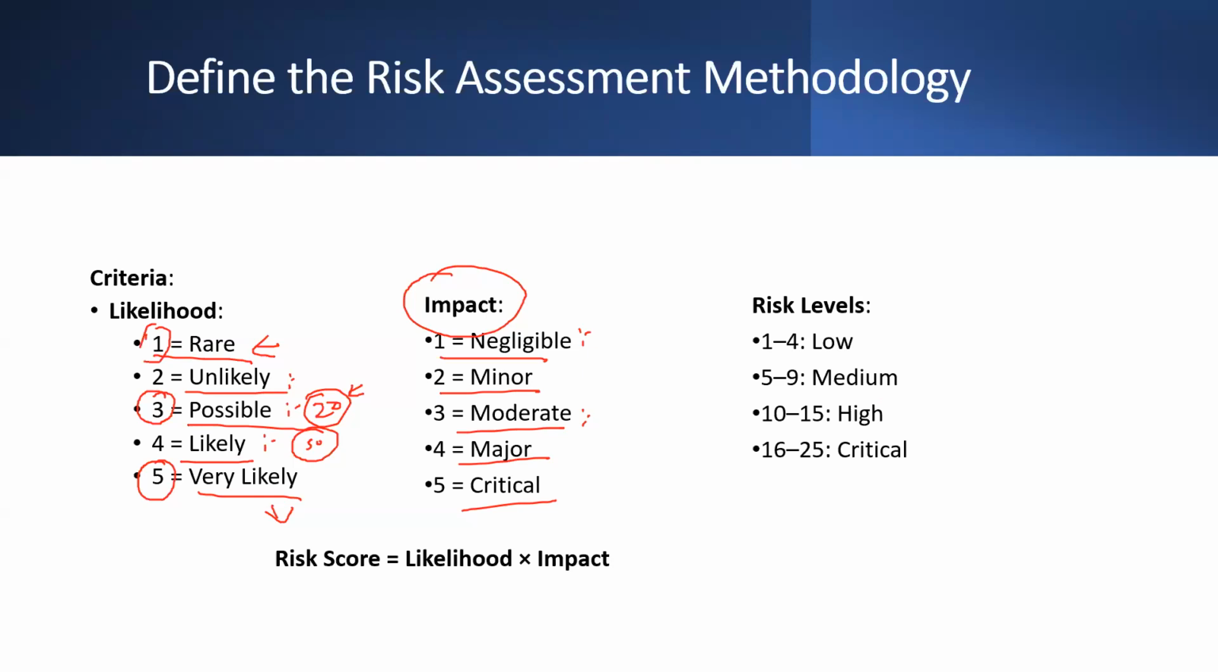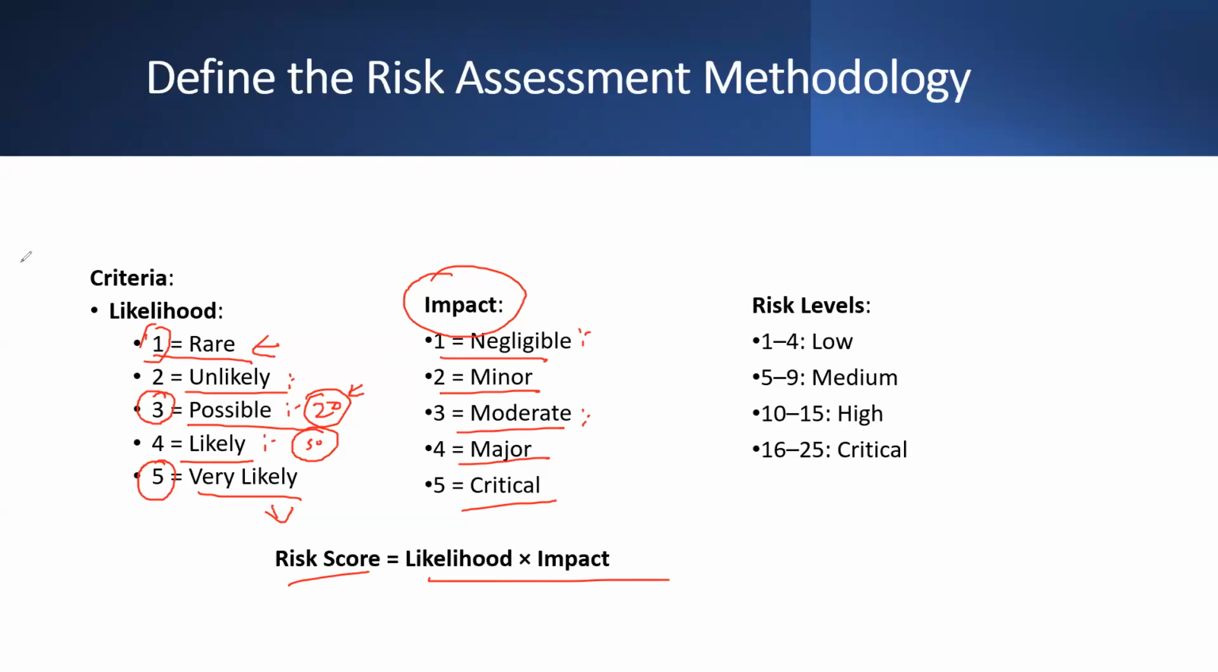So your impact scale is measuring the severity of the consequences. If the risk event actually happens, what type of risk is it? Negligible, minor, moderate, major, or critical. We will keep that score. Then we will be calculating the risk score. Once we have the likelihood and impact, you are going to calculate the risk score. How? Simple, use the formula: multiply the likelihood with the impact. This is the standard formula which we use to calculate the risk.